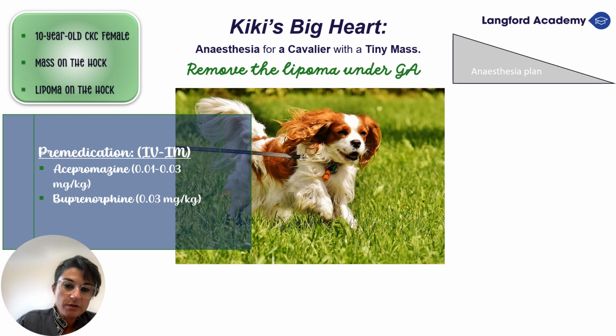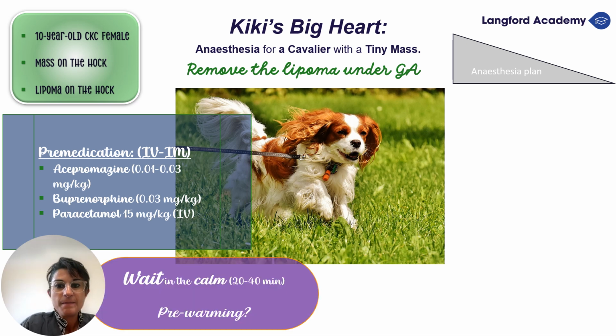ACP is a very good addition for sedation for patients with mitral valve disease because of the little vasodilation that you get from it and the response in increased heart rate. So you promote a decrease in diastolic time and also the exit of the blood because of the vasodilation. So that, in a sense, would reduce the risk of regurgitation in mitral valve disease. And buprenorphine doesn't change that much the heart rate, so you maintain a higher or normal heart rate with this plan. Now you can consider giving paracetamol at 50 mg per kilo IV, when you have an IV before you start the surgery. And then you wait in the calm, and you can consider pre-warming the patient because he's old and he might become hypothermic.